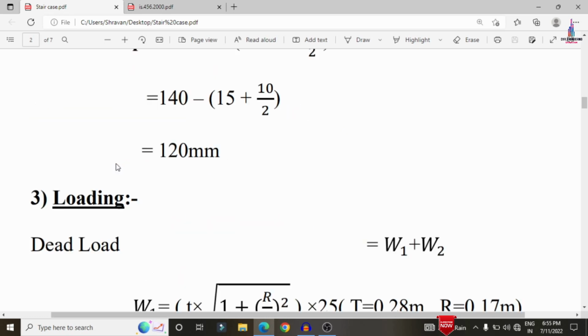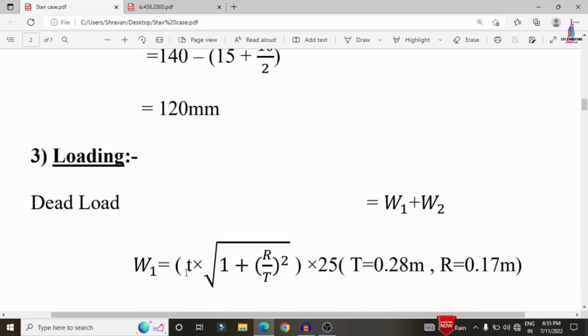The third step is the loading calculation process. In the loading calculation, there are 3 parts: one is the dead load of the slab, the second one is the floor finishing load, and the third one is the live load. The dead load of the slab consists of 2 types: one is the riser half weight, and the second one is the slab weight. So let us consider W1, which equals the thickness of that slab multiplied by the square root of 1 plus riser by tread whole squared, into the unit weight of the concrete.